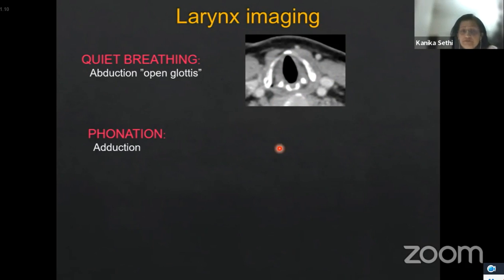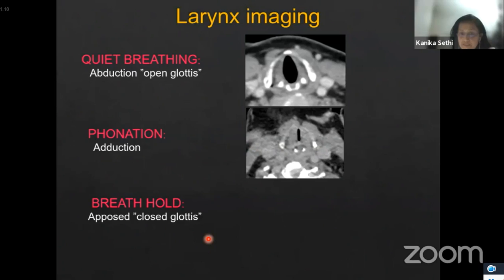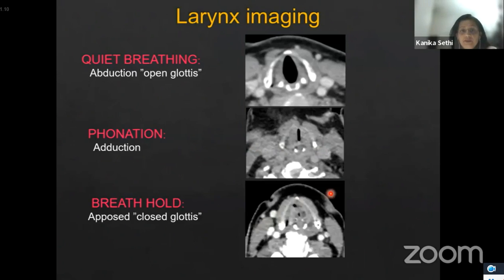And what happens in phonation? Phonation is done by asking the patient to say E, so that is adduction. The vocal cords come medially. So this is called phonation. This is to check the movement of the true vocal cords. And what happens when you ask the patient to hold a breath? In this, the vocal cords are opposed, the glottis is opposed.